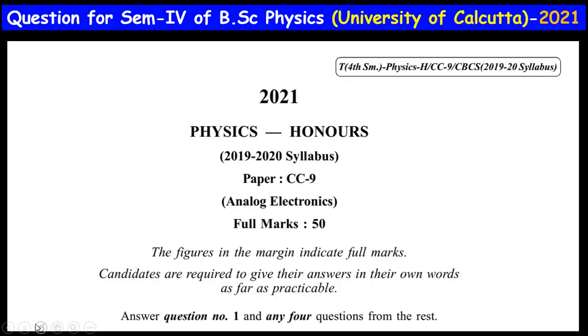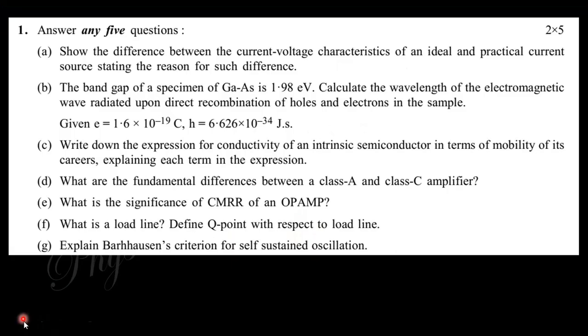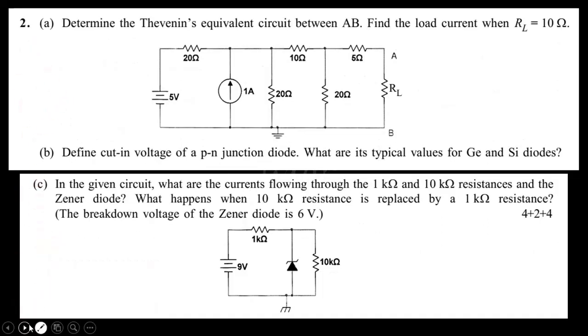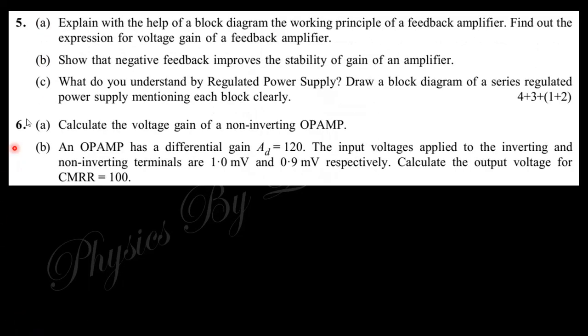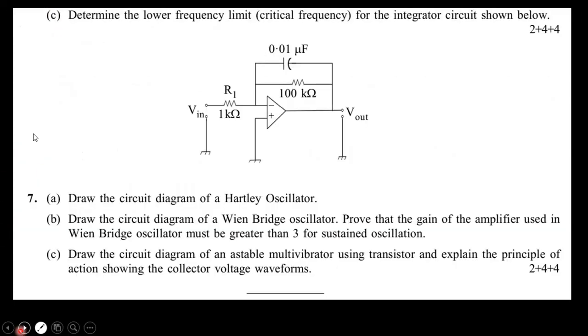So today's discussion is the physics honors 2019-20 syllabus, exam held in 2021, analog electronics, full marks 50. You can go through this question: 1 A B C D E F G H, and then 2 A B C, 3 A B C, 4 A B C, 5 A B C, 6 A B C, and 7 A B C. This is the total question asked in this examination.